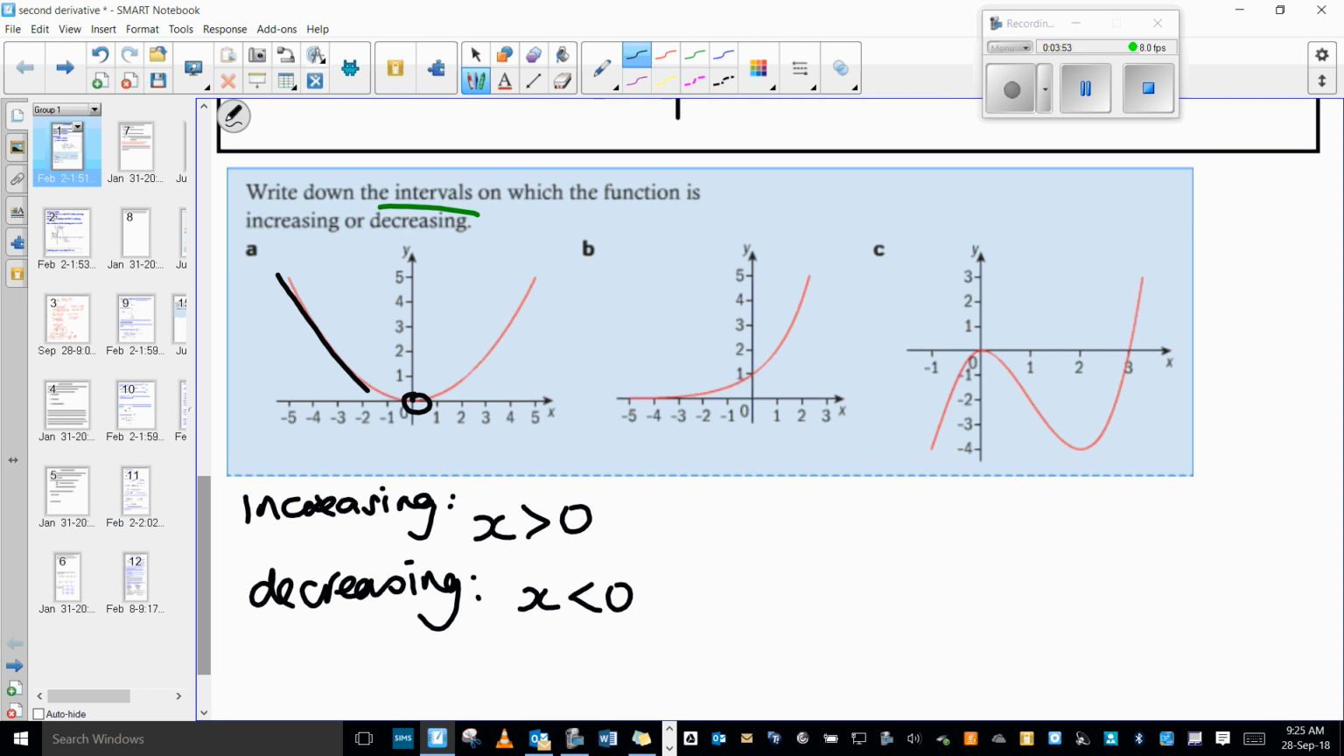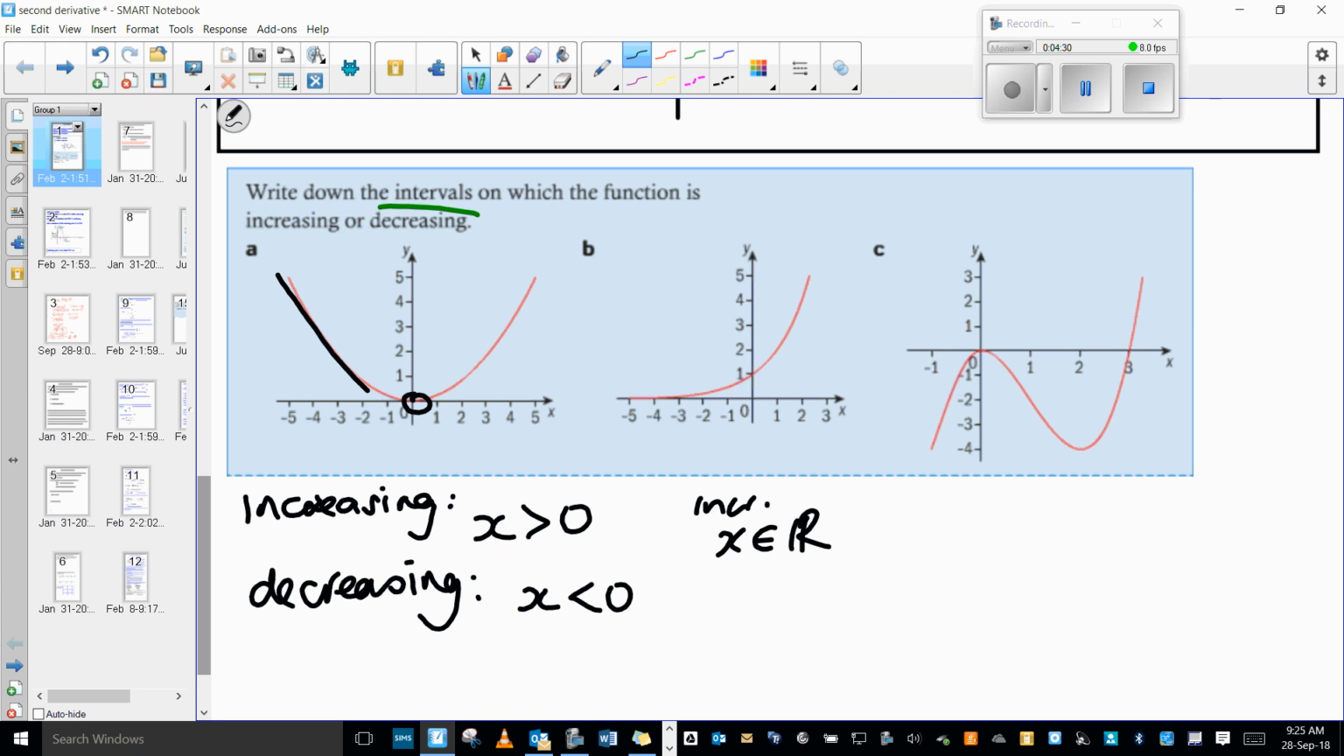Alright, B. Where is B increasing? Is it not increasing the whole time? Yeah? So this is an exponential graph. Whilst we can't really see what's going on down here, we're assuming it goes on and on forever. So this would be increasing for all real values, which obviously means it's not decreasing.